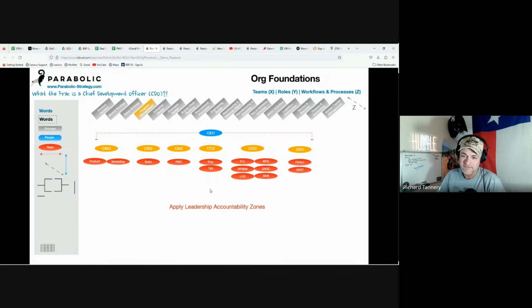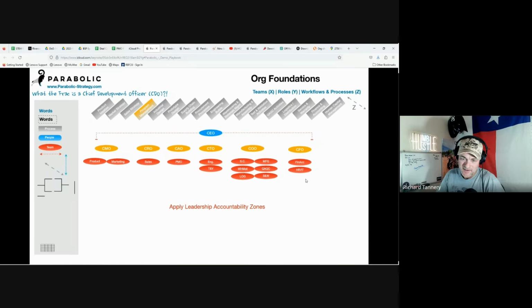So you've got all of your operations teams here, the supply chain, manufacturing, QA, QC. You've got warehouse and materials, service and warranty, logistics. And you've got under your more administrative arm on the finance side, finance and accounting, HR and IT, but then you have to apply leadership accountability zones.